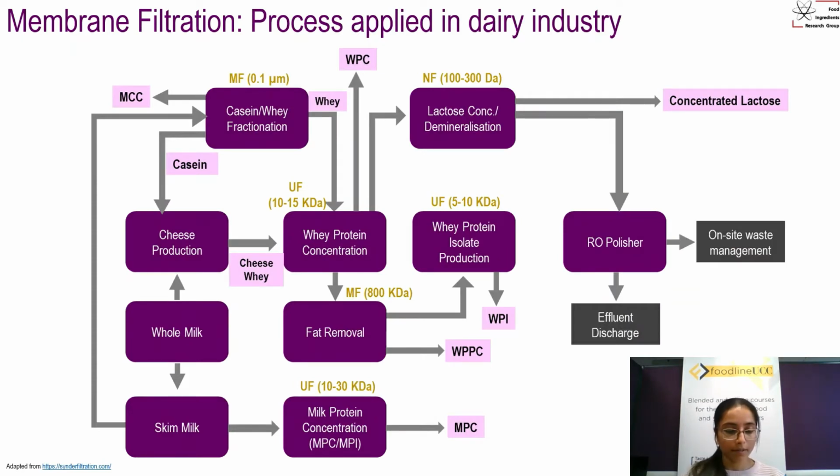So here is the typical process applied in the dairy industry. The process begins from whole milk and can move towards various individual processes. Here are some of the highlighted processes that are relevant for membrane filtration. So for example, MF can be applied for manufacturing either MCC or to use the casein fraction as a base for cheese milk. UF is applied to manufacture either MPC or WPC, etc.